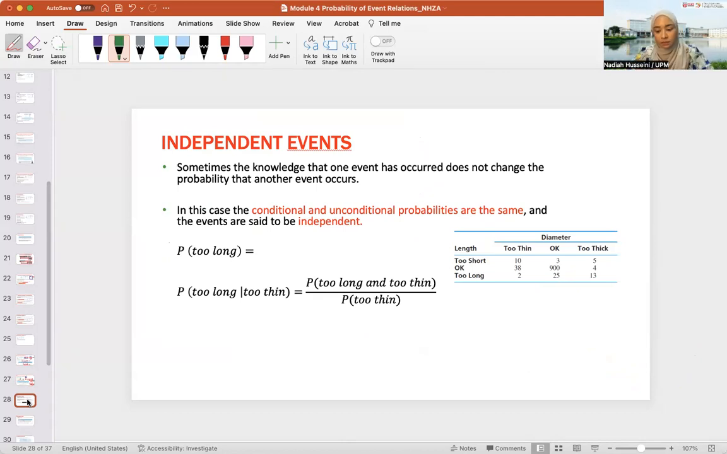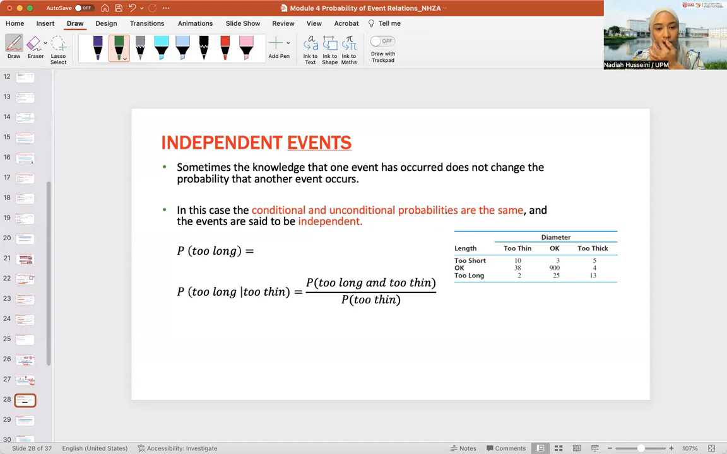Independent means that they don't depend on each other. Sometimes the knowledge that one event has occurred does not change the probability that another event has occurred. So what does that mean? In this case, conditional and unconditional probabilities are the same. Meaning, let's say we're talking about the probability of the diameter being, given it is too thin, knowing that it is too thin doesn't change the probability. So the conditional and unconditional is just the same. So let's see how that is.